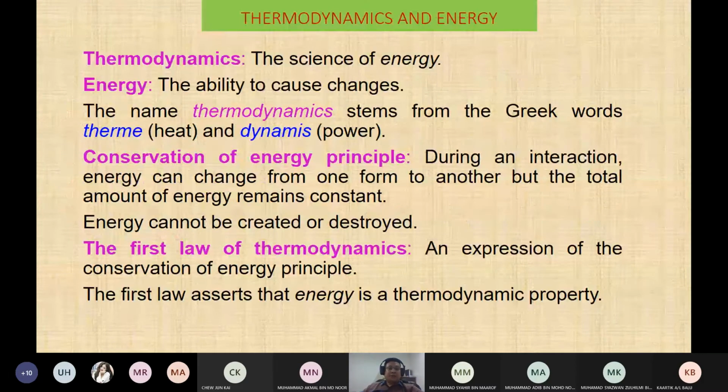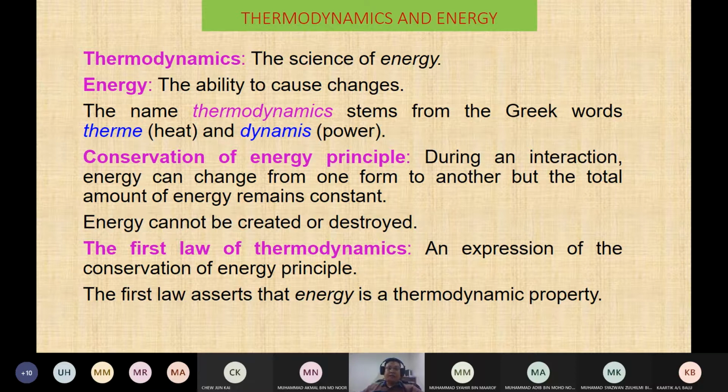Okay, we go first to the first topic, thermodynamics and energy. Thermodynamics is the science of energy. How do we try to utilize energy from one form to another form? But as we know, energy cannot be destroyed and cannot be created. That's the first law of thermodynamics, the conservation of energy.